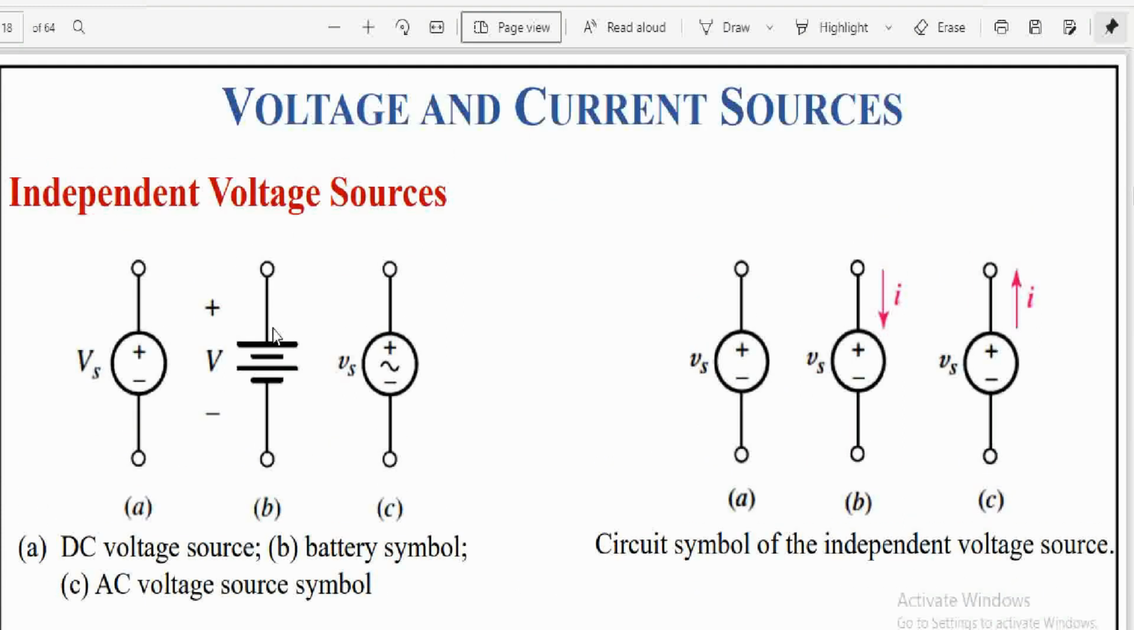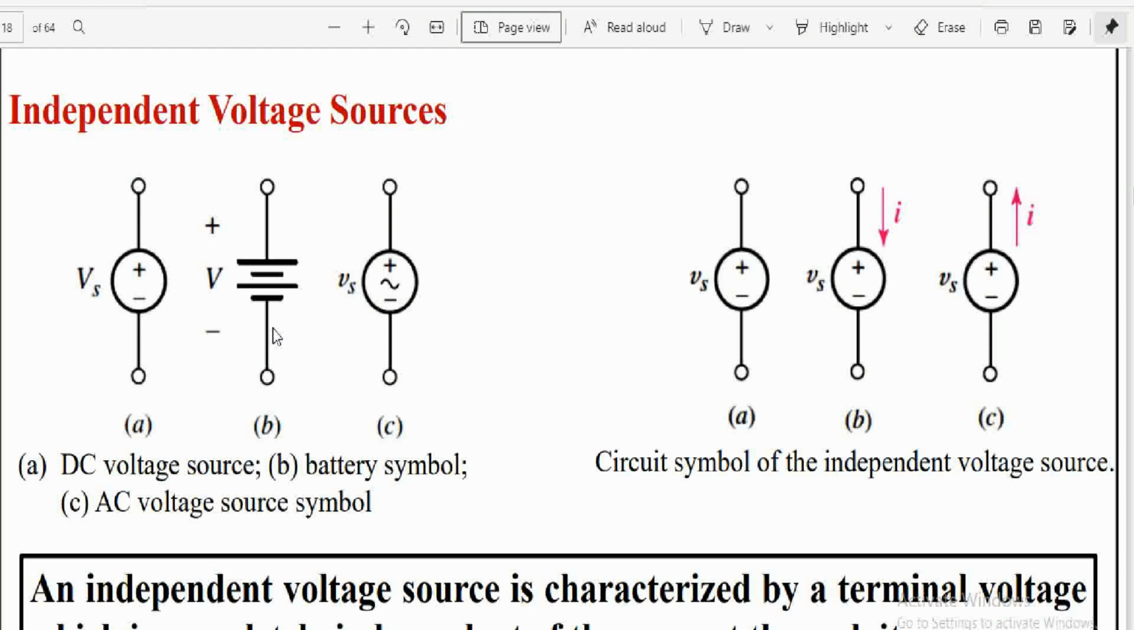So here we have taken some independent voltage sources. The first symbol is for a DC voltage source, this is a symbol for a battery, and this is the symbol for an AC source. These are the circuit symbols of independent voltage sources. Here the value is Vs, here also Vs, here also Vs. The value of Vs does not depend on current. So this is independent.